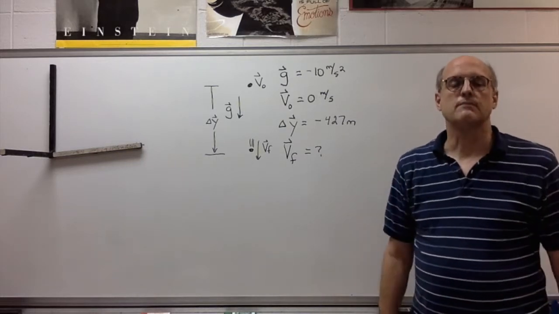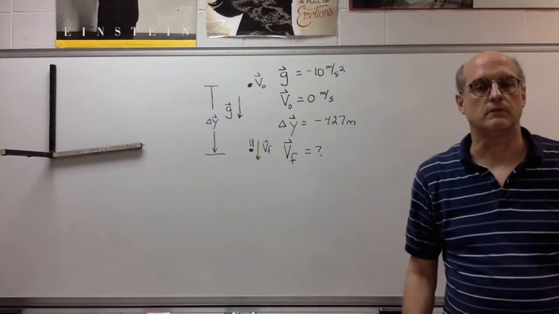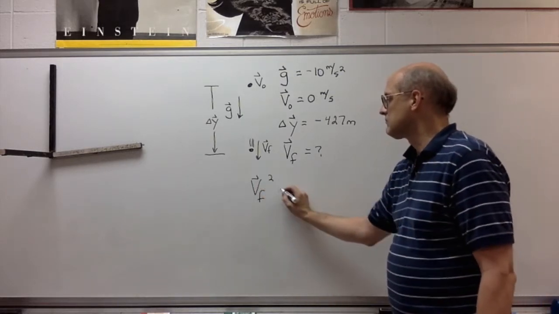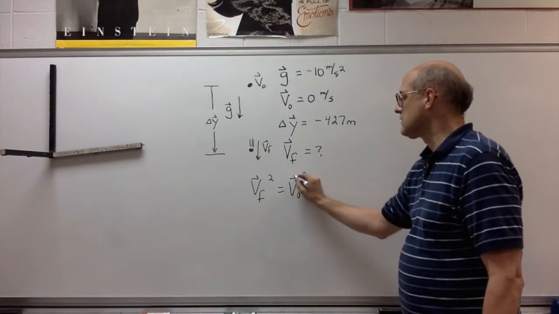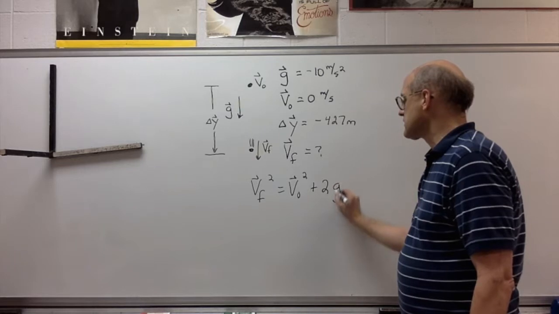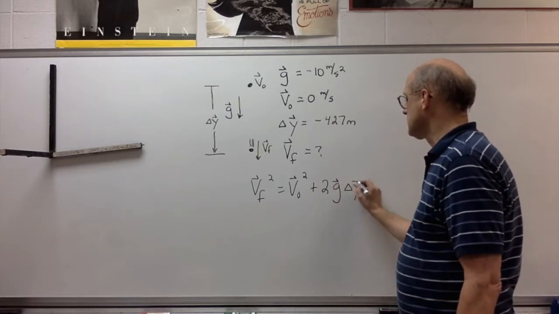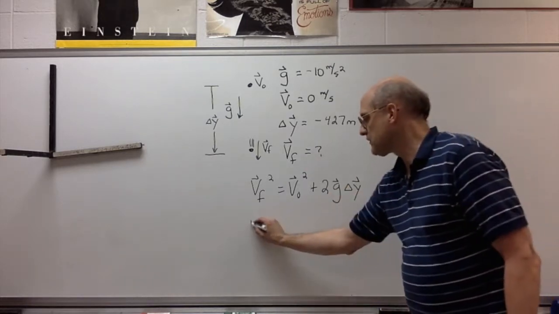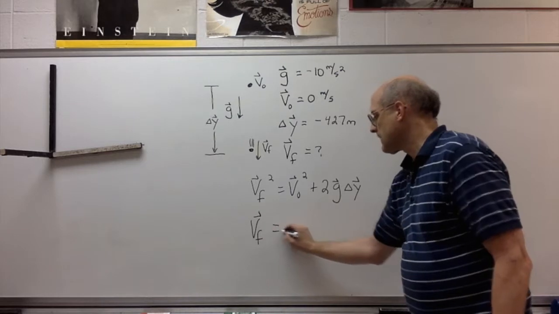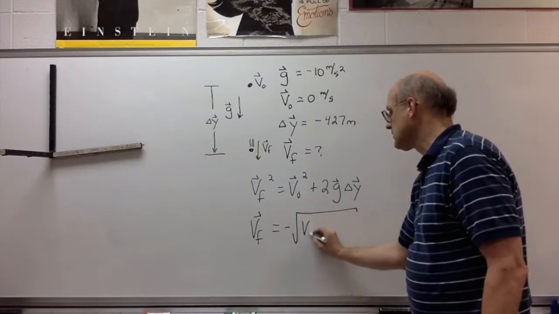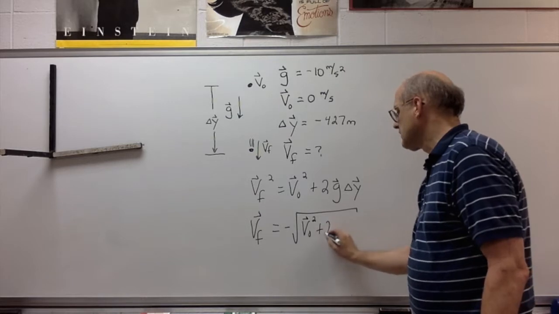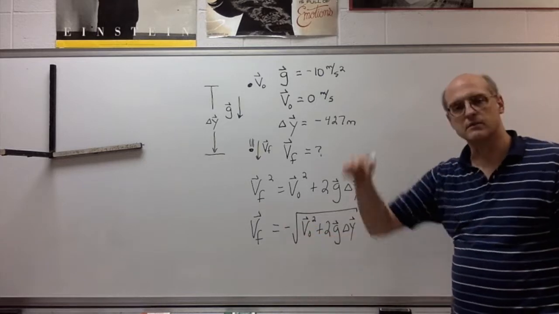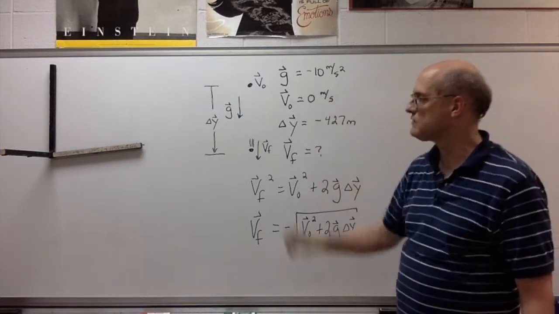Look at the equations, and you should find that the equation final velocity squared is equal to the original velocity squared plus 2 times the acceleration times the displacement is a good one to use to find the final velocity. So solving for final velocity, I get the negative of the square root of the original velocity squared plus 2 times the acceleration times the vertical displacement. I chose negative because it's obviously directed down, which is the negative direction.